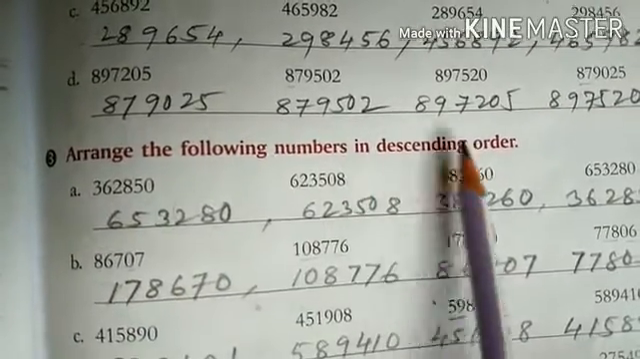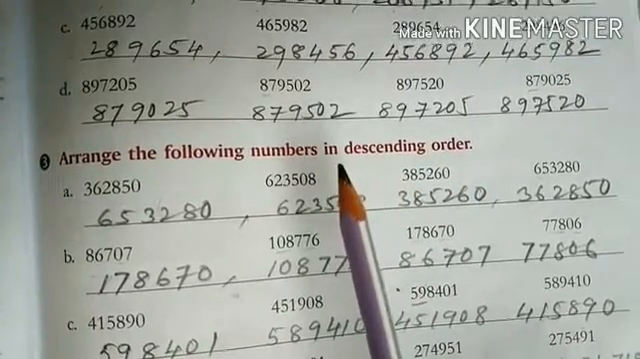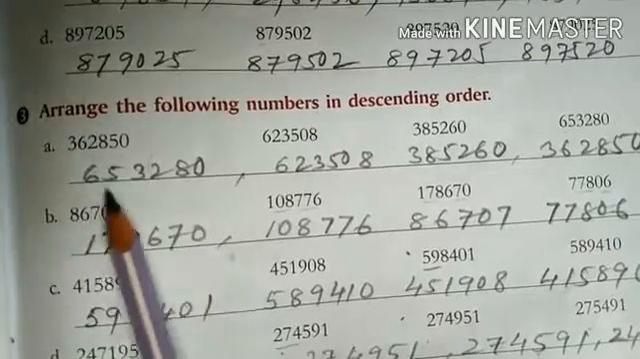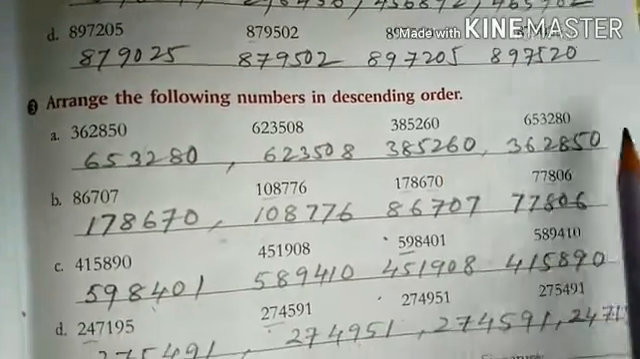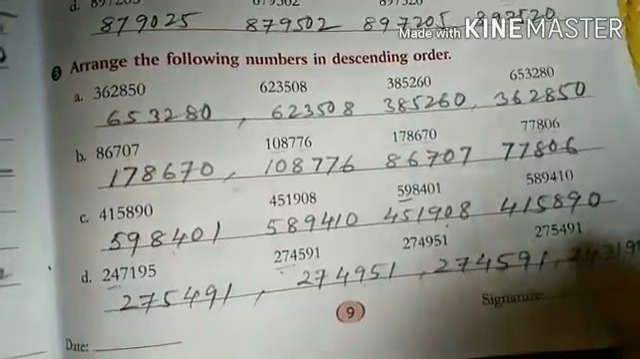Next, arrange the following numbers in descending order. Descending order means larger to smaller. You can see here I have arranged all these numbers in descending order. Now we'll move to the next page.